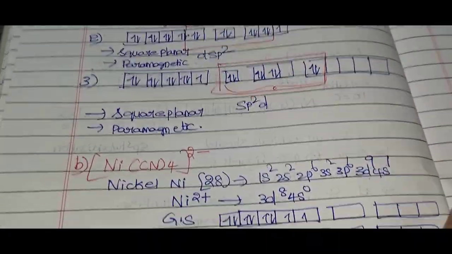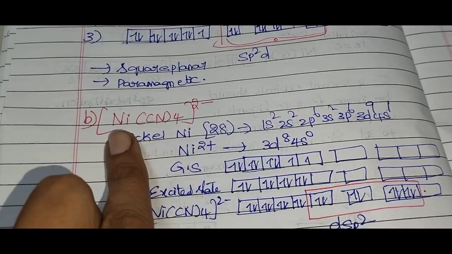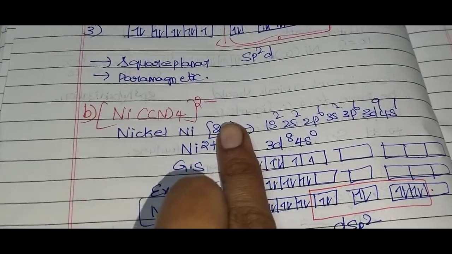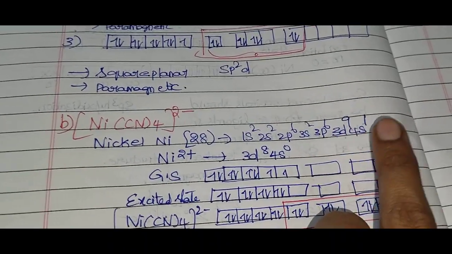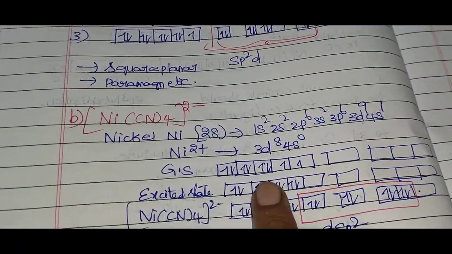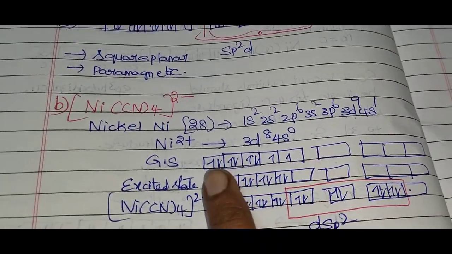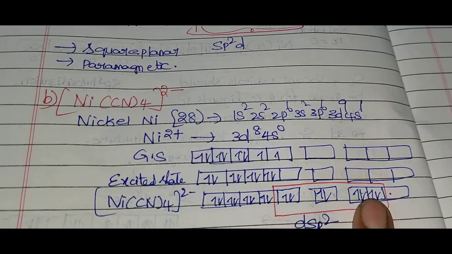So one more example I am explaining now. Nickel cyanide, so Ni(CN)4 2 minus. Nickel, as we know, it is 28 atomic number, so 3d8 4s2, so 2 electrons will be lost, so 3d8 4s0. So in the ground state it will be like this, 1 2 3 4 5 6 7 8, and 4s is 0, this is also vacant.